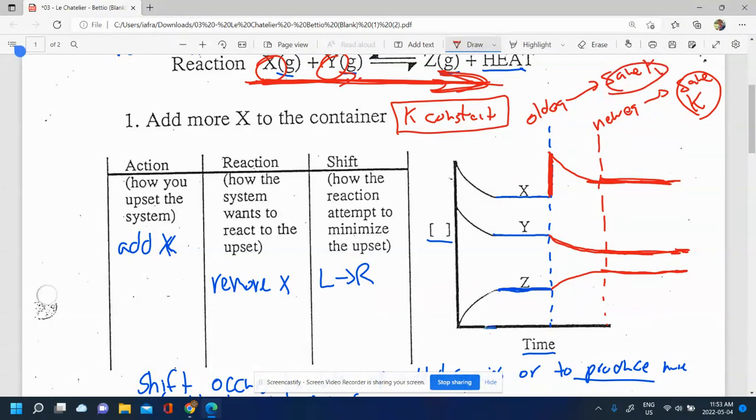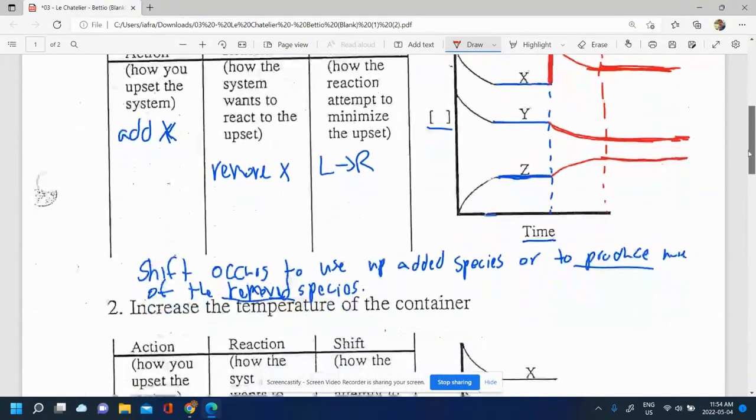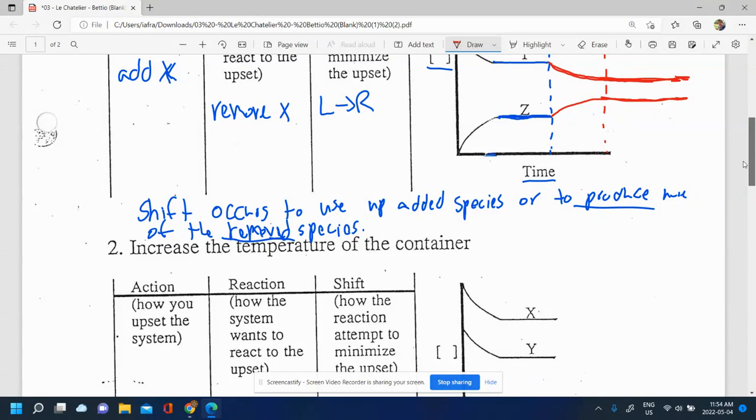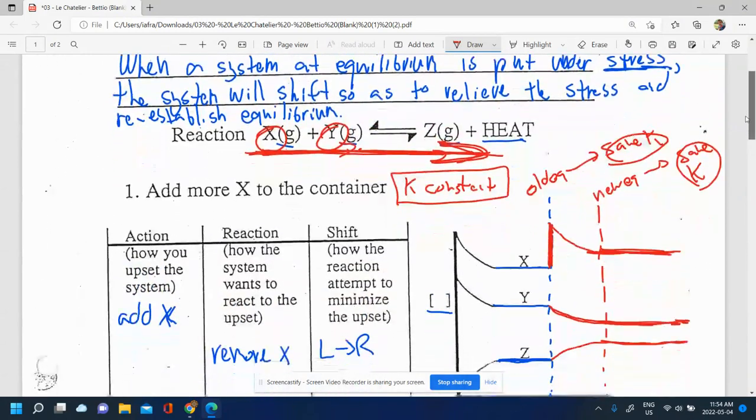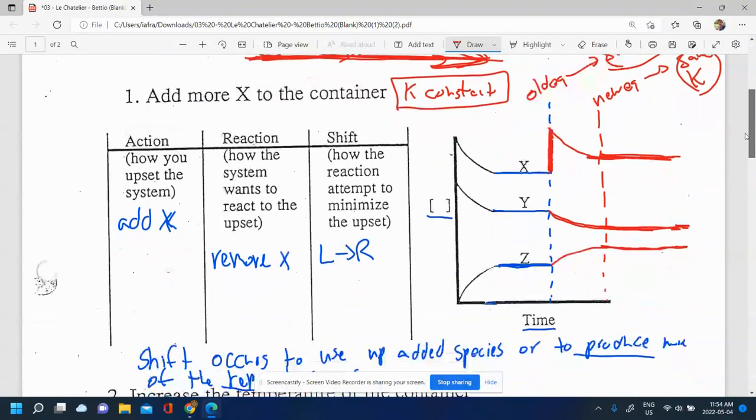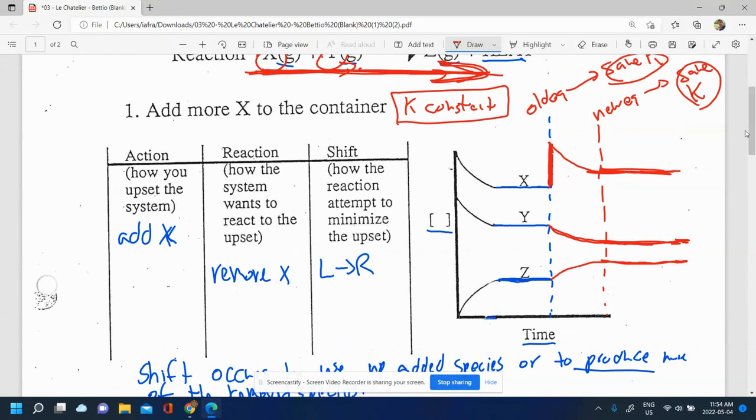And so if I were to remove, like I said, X instead, there'd be a sharp decrease. But then over time, we'd see the X go up again and the Y go up because the Z is being decomposed to make X and Y. So we're just basically acting in a way to oppose the change that we made. So that was our first factor that can stress a system at equilibrium. It's essentially changing the concentration. So this can be seen as a change in concentration of a reactant or a product.